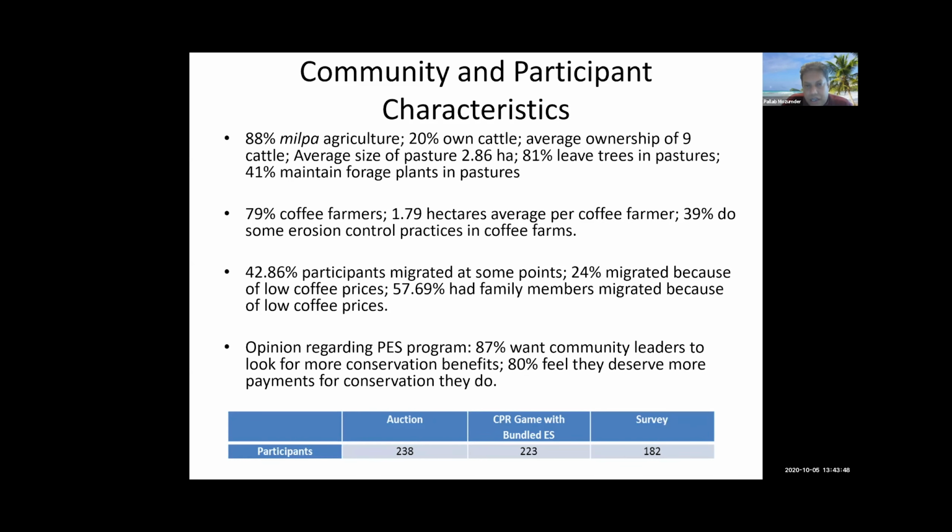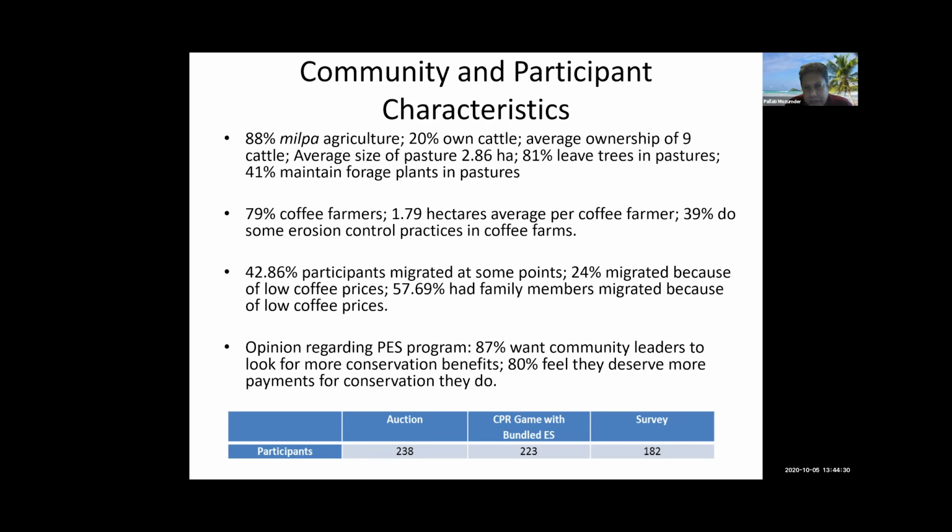And the main activities the community members do in these areas: mainly they rely on milpa agriculture, which is basically subsistence agriculture, corn, and they do cattle. You can see an average ownership of 9 cattle and so on. They do pasture and maintain forest plants in their pasture. Some of them also do coffee farming, with about 1.8 hectares of average coffee farmland. And they do soil erosion control in their coffee land.